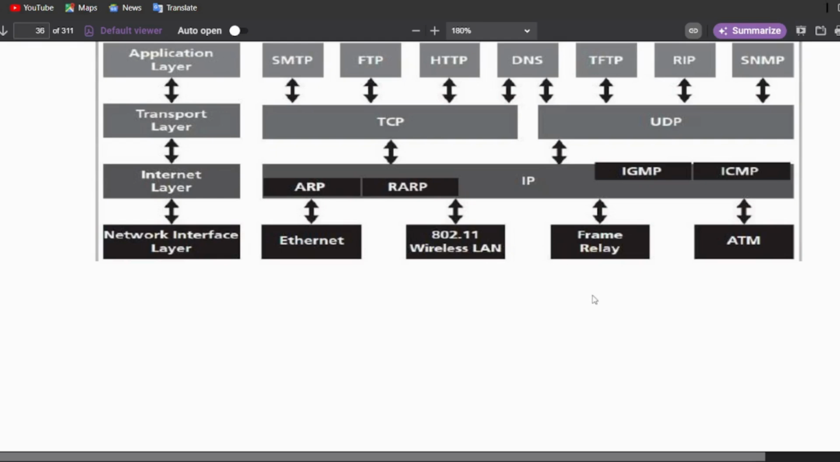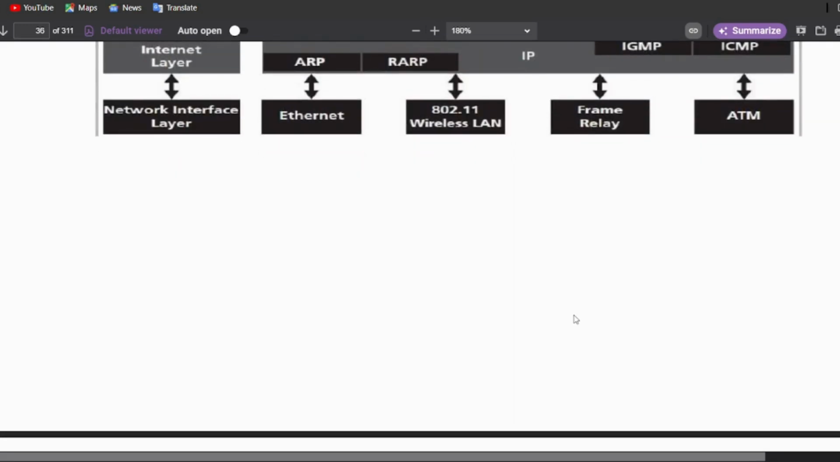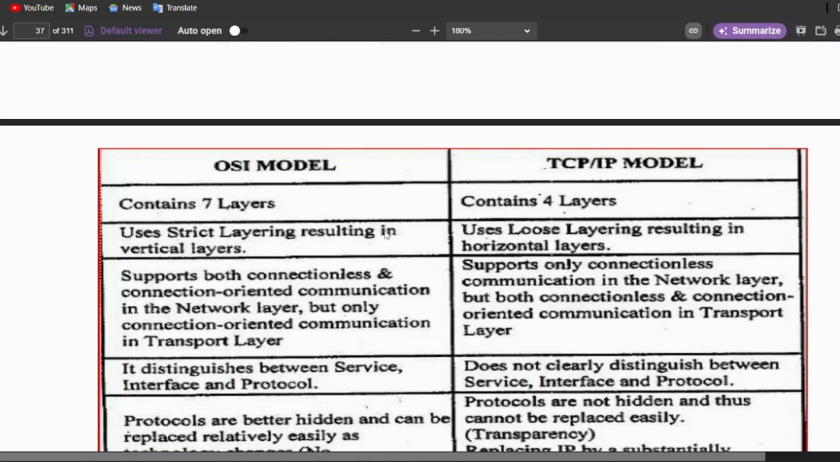802.11 wireless LAN is normally used for the Ethernet connection of the network, and frame relay also counts the delay of the network connections, and ATM is also used at the network interface layer.